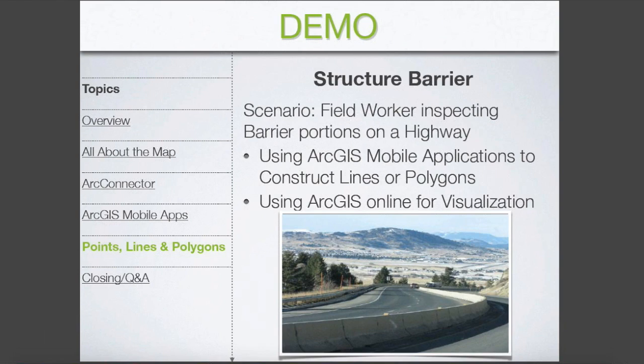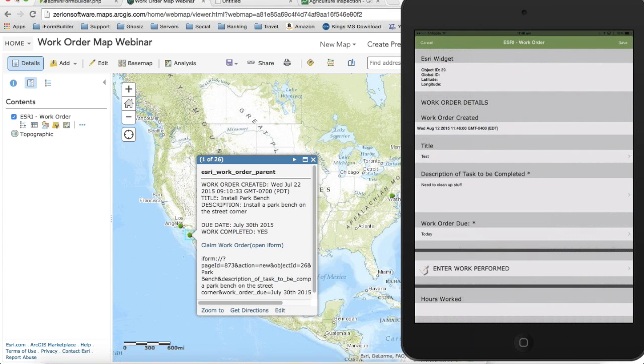So what I'm going to do here, and this is actually the scenario for this, is a structure barrier. So essentially you have a list of field workers, and they're all inspecting different barrier portions on a highway. And this demo really encompasses a few things. I'm not going to show configuring it just for time's sake. I'm going to show it kind of in action. But essentially this is using ArcGIS mobile apps to build the lines or polygons, and then we're using ArcGIS to then visualize it, and iFormBuilder to capture the data associated with those points, lines, or polygons.